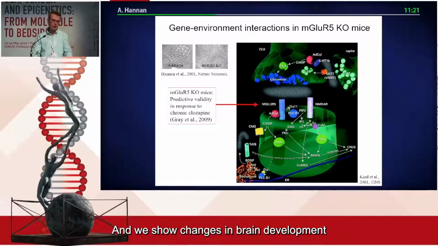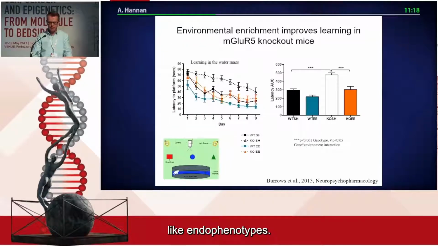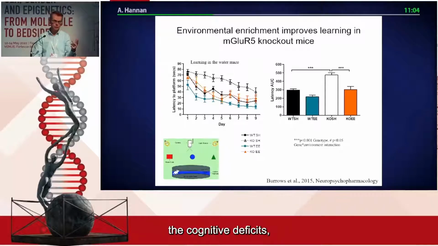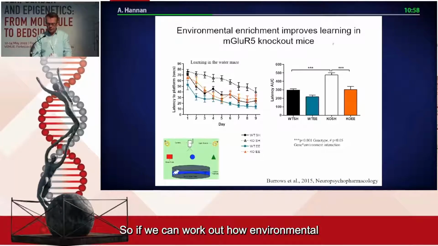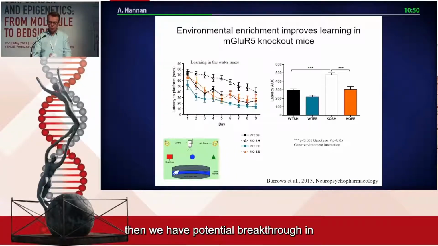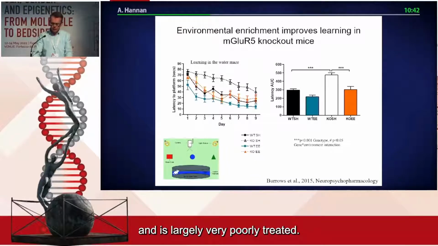And we can show changes in brain development that match these schizophrenia-like endophenotypes. In this case, we've been able to show that environmental enrichment corrects these cognitive deficits. This is on the Morris water maze. This is important because antipsychotic drugs, A, they're dirty, they have terrible side effect profiles, and they also don't correct the cognitive deficits, which are among the most devastating symptoms of schizophrenia. So if we can work out how environmental enrichment corrects these cognitive deficits in a schizophrenia model, perhaps via epigenetic-type mechanisms, then we'd have a potential breakthrough in schizophrenia, which is one of the most devastating of all human disorders and is largely very poorly treated.